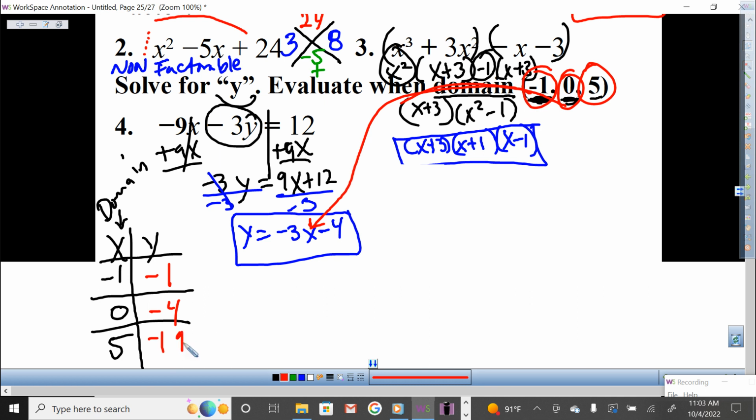And that's how we evaluate using that domain. Okay? Does everybody remember what we call all the y values? Very good. That's called the range. The range. Domain is all x values. Range is all y values.